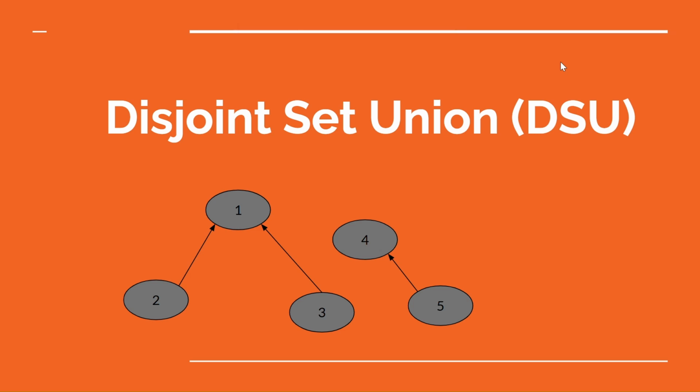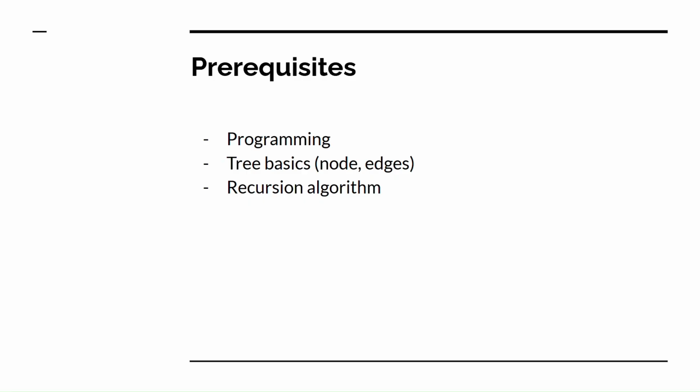Hello, good morning. Let's start with another concept, that is disjoint set union. This is the concept used in graphs. This is the data structure used in the graph. So let's start with it. For this we need some prerequisites.